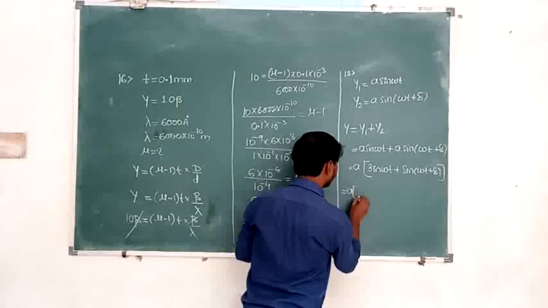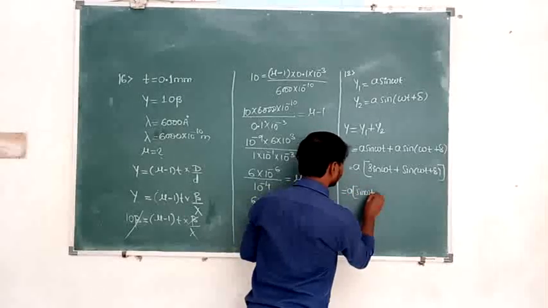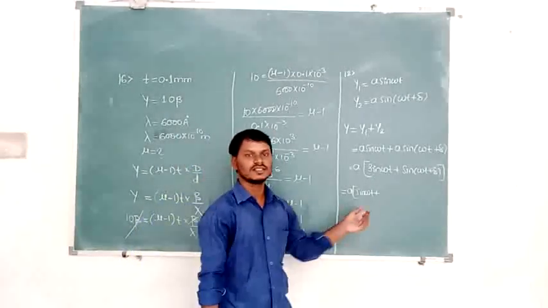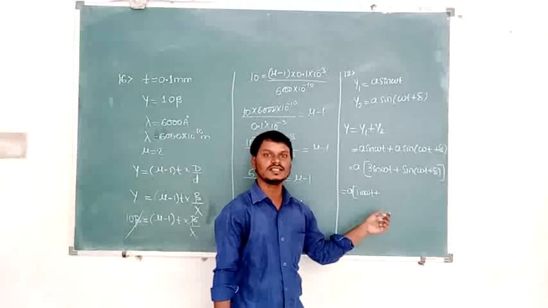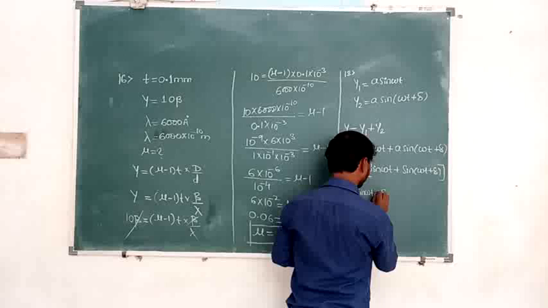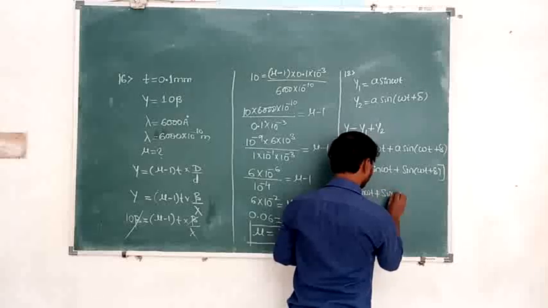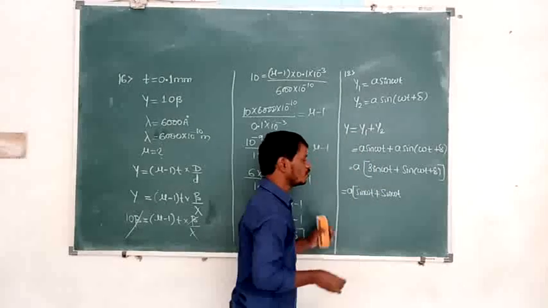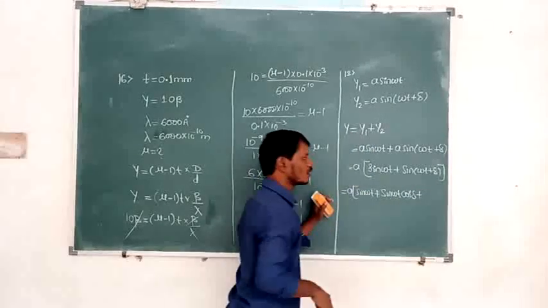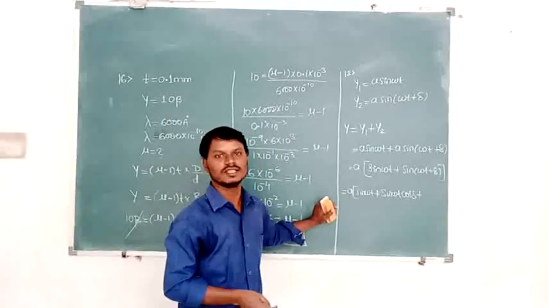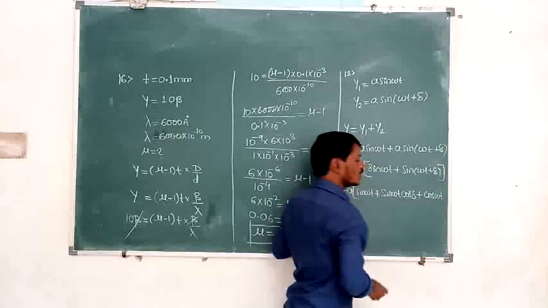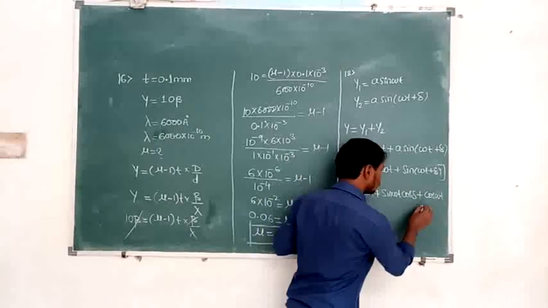A into sin omega t. We are going to use which formula here? Sin A plus B. What is sin A plus B? Sin A into cos B plus cos A into sin B. Then sin A means here sin omega t into cos B means cos del, plus next cos A into sin B. Cos A means here cos omega t into sin del.